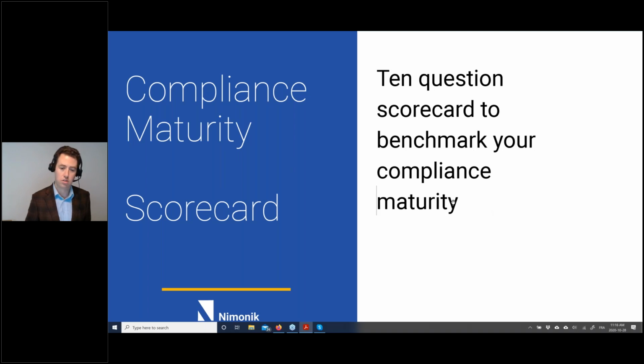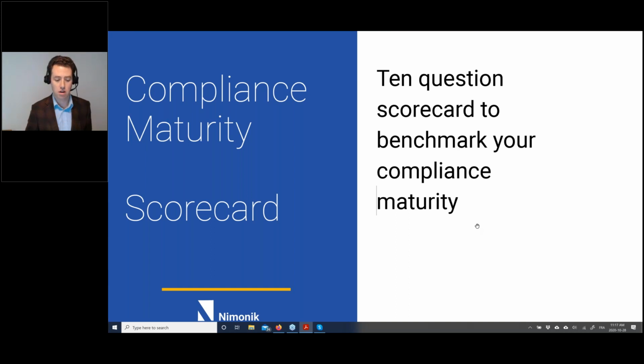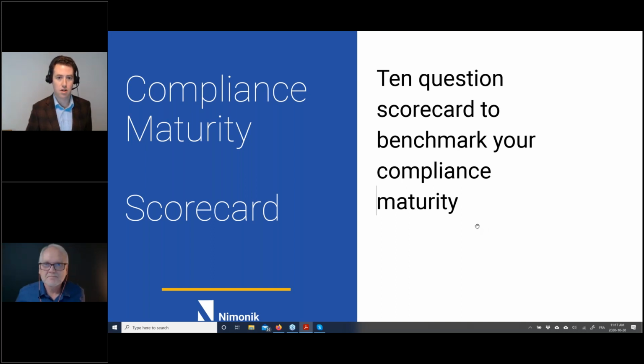So just one concluding comment here, and then we'll get to the Q&A. We are launching a 10-question scorecard to help you benchmark your compliance maturity. So this will be sent out by email, and please feel free to use this. Use the results from the scorecard internally, and we've designed this. A lot of what we discussed today is embedded in that scorecard, and we'll send out that email after the webinar. And please feel free to share it with your colleagues.